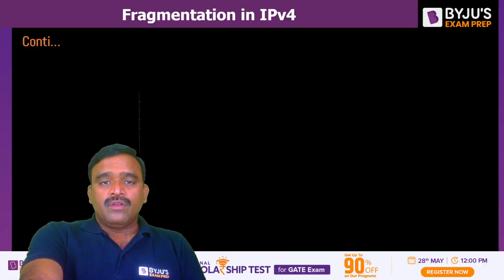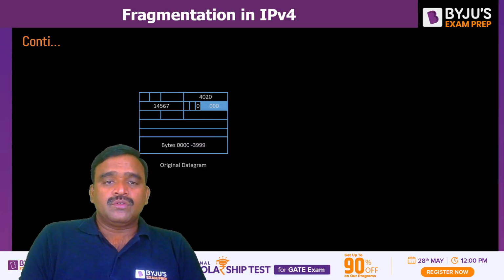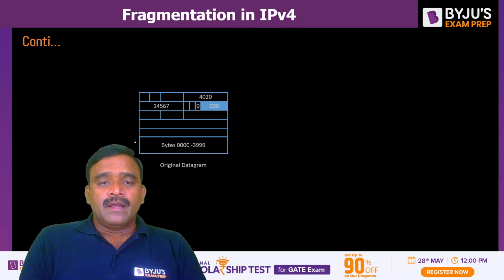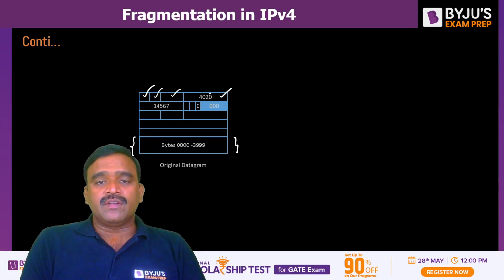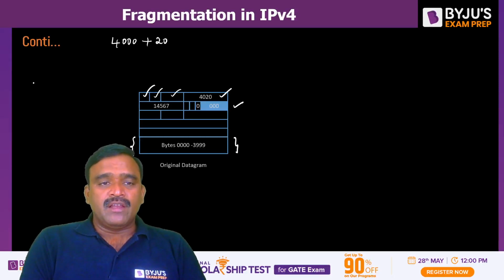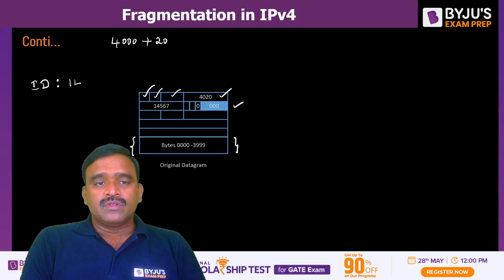Now if you see the exact header, this is the original datagram, and bytes 0 to 3999 are the payload. This is the version, this is the header length, this is the type of service, this is the total length field. The total length field is 4000 plus 20, which is 4020 bytes. The offset value for the original datagram is 0, the MF value is also 0, and this is the ID value. Every packet will have an ID when it is leaving the datagram network. So 14,567 is the ID value.